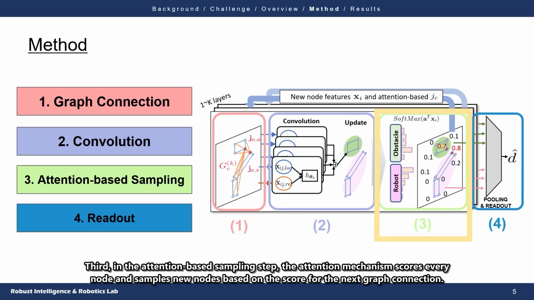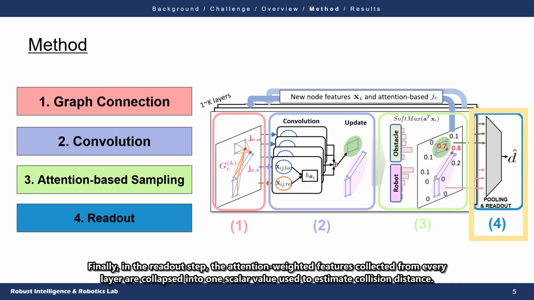Third, in the attention-based sampling step, the attention mechanism scores every node and samples new nodes based on the score for the next graph connection. Finally, in the readout step, the attention-weighted features collected from every layer are collapsed into one scalar value used to estimate collision distance.